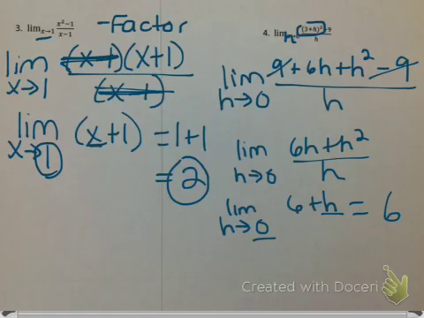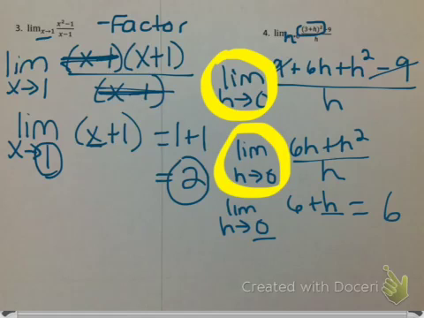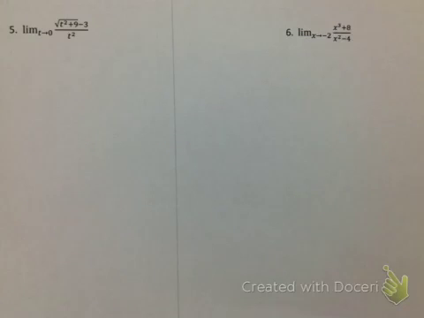My answer is 6. Notice that in each step I'm writing limit as h goes to 0. I do not stop writing that until I actually plug the value in and get my answer. So far we have factor and FOIL as two different techniques.